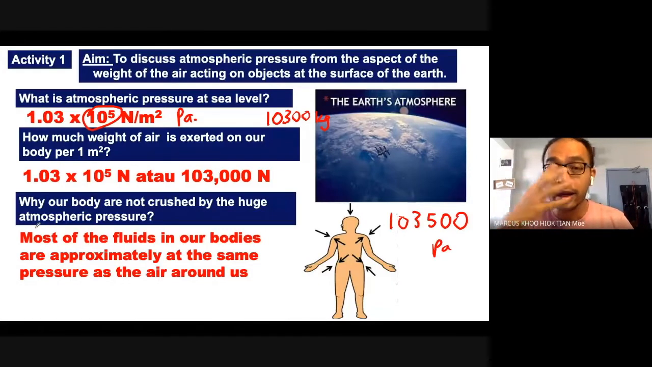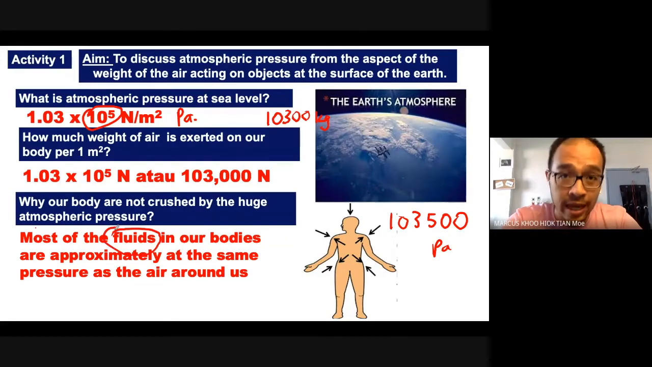Okay, so why is our body not crushed by the huge atmospheric pressure? So it makes sense, right? Kalau ada tekanan yang besar, pastilah kita kemek makan. Because most of the fluids in our bodies are approximately at the same pressure as the air around us. Remember, dalam badan kita ada banyak cecair. Dan cecair mengenakan tekanan. Which is why it's very important to drink water every day.